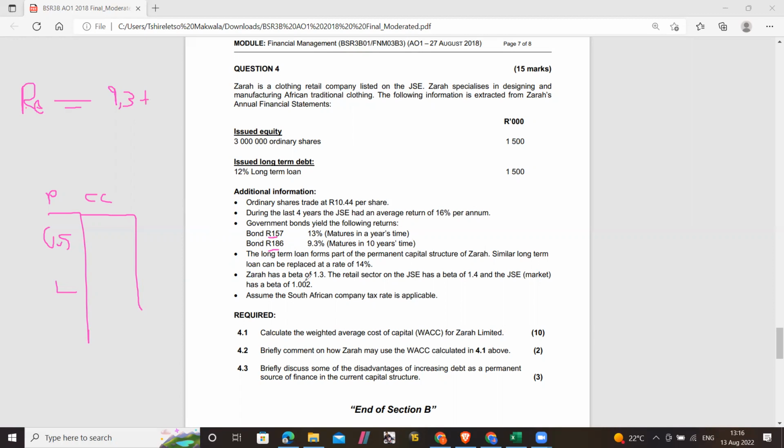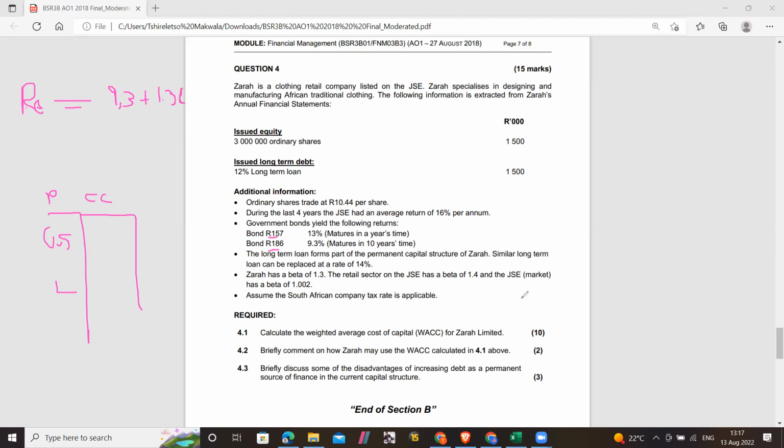And then what beta do we use? Like I said, beta is our beta, not the industry's beta. Do you see here, they tell us that the retail sector has a beta of 1.4. No, we want to use our beta, so we're going to use the 1.3 for the beta.